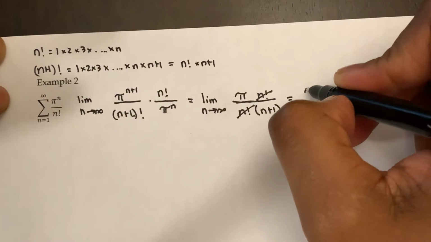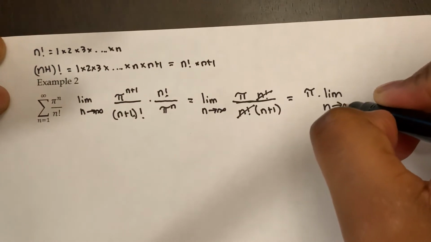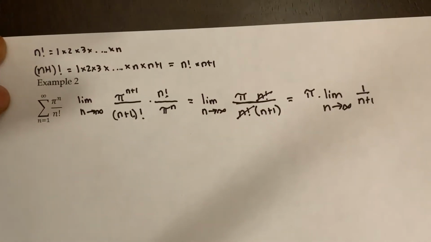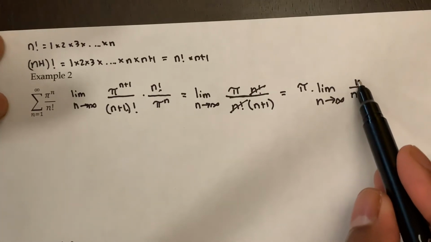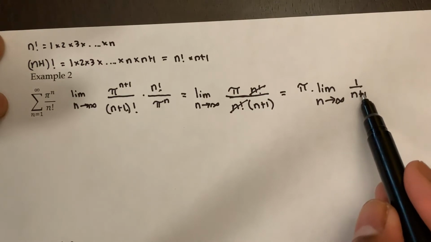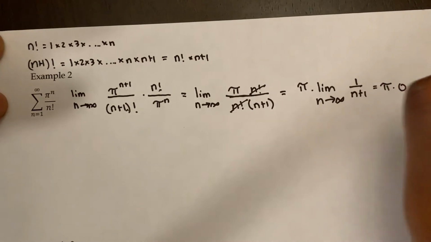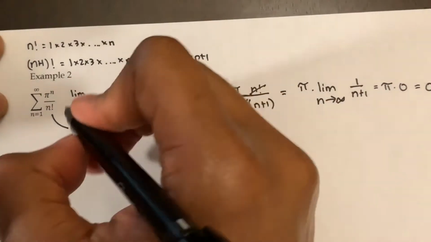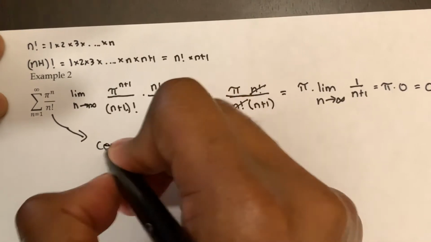And so what we're left with is pi times the limit when n tends to infinity of 1 over n plus 1. And in this case, because there is no n in the numerator, we know that this is going to converge to 0. So this limit is equal to pi times 0, which equals 0, which is less than 1. So we would again say that this series converges. You know what? Let's write a complete sentence.